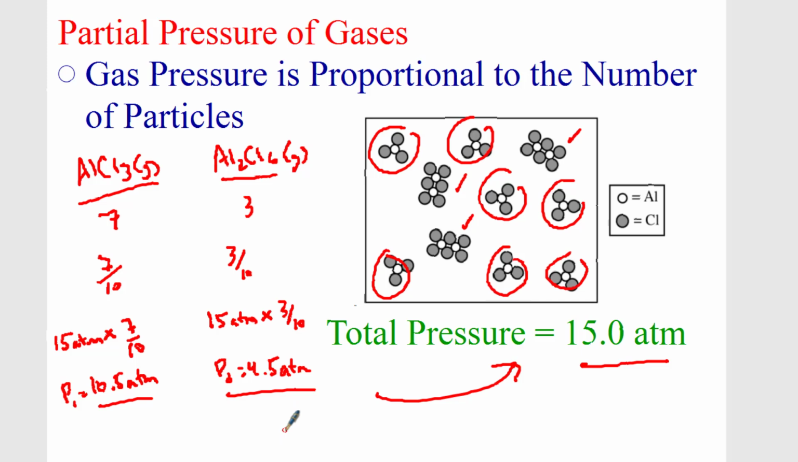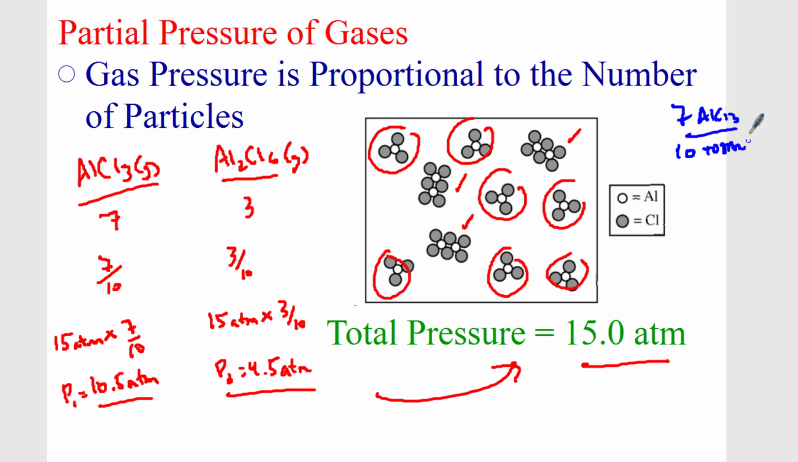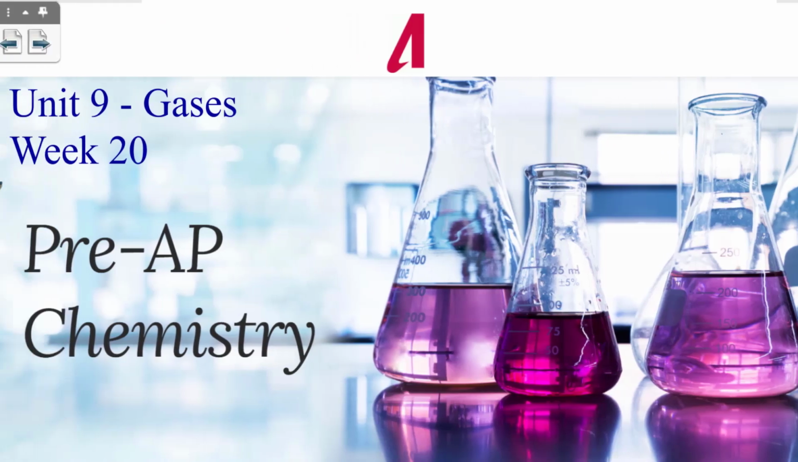If you forget how to do this, you can simply do a proportion just like we've always done. You can see we have 7 particles of AlCl3. We have 10 total particles. The total pressure is 15 atmospheres. And you can find the pressure of just one of them by doing cross multiplication. It's the same as doing a ratio. It's the same as doing a percentage. It's the same as doing a proportion. And so the partial pressure of gases is proportional.